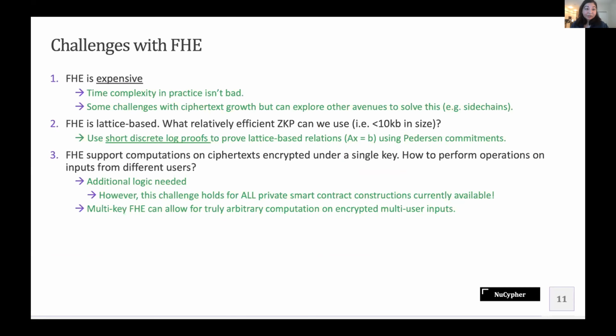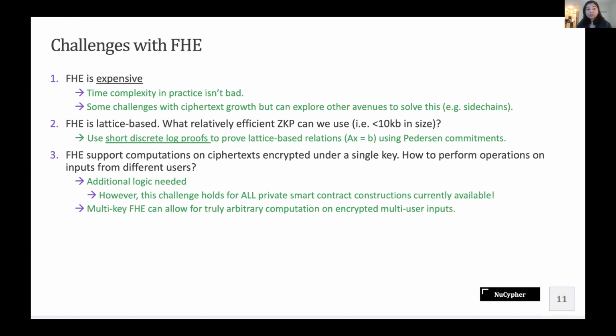That all sounds great, but there are quite a few challenges with using fully homomorphic encryption, especially in the blockchain setting. So we're going to look at the three main challenges. The first challenge is that FHE is very expensive. This is sort of true. The time complexity actually isn't that bad, and we have some numbers that we ran to show that. There is a bigger challenge with ciphertext growth, in the sense that the ciphertexts grow quite quickly and they're quite large for FHE, but there are other avenues that you can explore to potentially solve this problem.